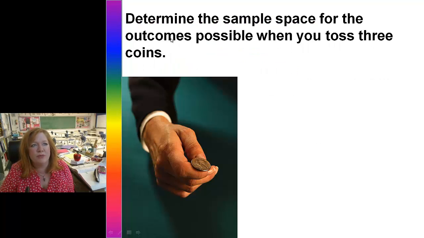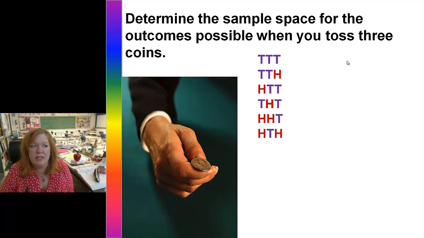Determine the sample space for the outcomes possible when you toss 3 coins. So the first thing when we're getting ready to do a probability distribution is find out what the probabilities are. So we're going to start out tossing 3 coins. So tails, tails, tails; tails, tails, heads; heads, tails, tails; tails, heads, tails; and so on. These are all our possible outcomes. And I color-coded them for your entertainment. Purples are the tails and reds are the heads.